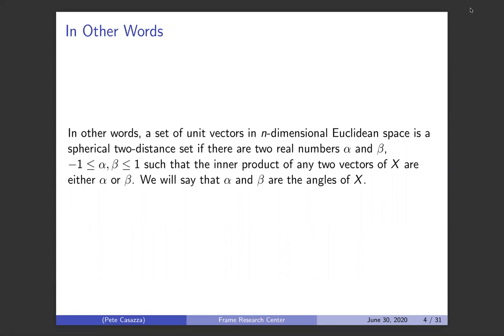The thing we have to be careful about here is that almost always when we start talking about the inner products of two vectors in frame theory, we talk about the absolute value of the inner product. So it's important to notice here, this is not the absolute value. This is the actual inner product. If we took the absolute value, this would become a four-distance set because it would be plus or minus alpha and plus or minus beta. So alpha and beta are going to be the angles of this two-distance set.